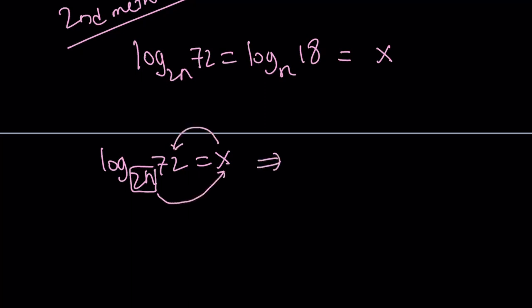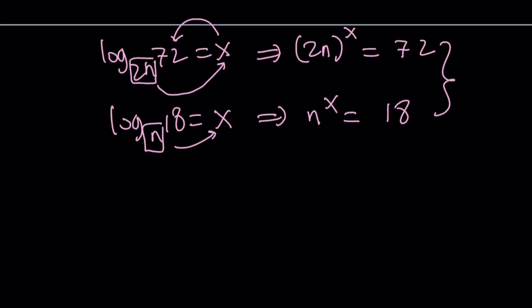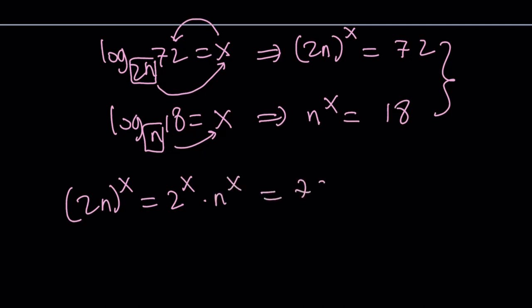That's what the definition says. So from here we can say (2n) to the power x equals 72. And from the second equation, we can do something similar. This is the base, so start here and then go here, n to the power x equals 18. Great. So now we kind of have a system of equations, but this system is easy to solve because (2n) to the power x can be split up. So we can write this as 2 to the x times n to the x, and that is equal to 72. So we used a property of exponents here. Hopefully you're familiar with that because we did this many times.